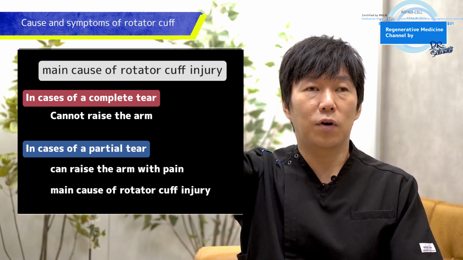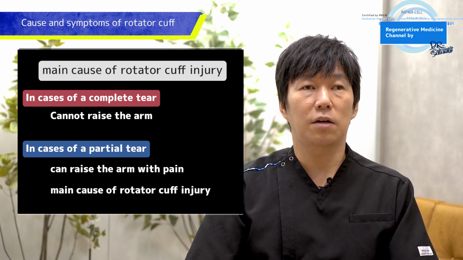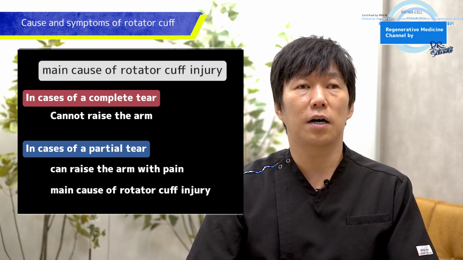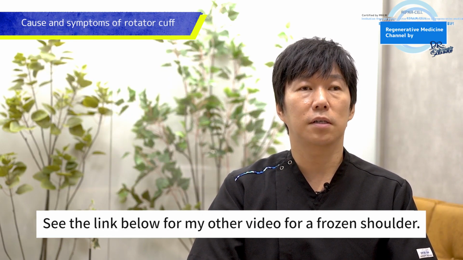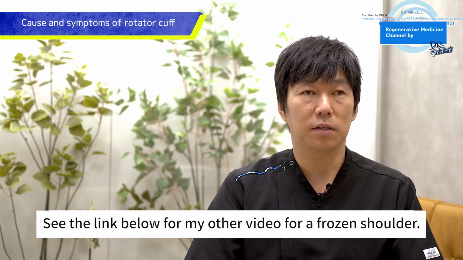Since you can lift the arm but have shoulder pain when moving a little, a rotator cuff injury can often be mistaken as a frozen shoulder. The frozen shoulder and the partial tear of the rotator cuff have similar symptoms. You can check my other video for a frozen shoulder.